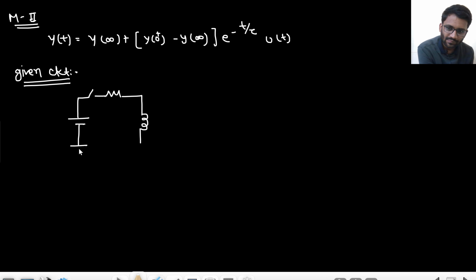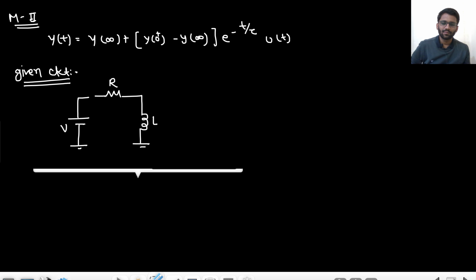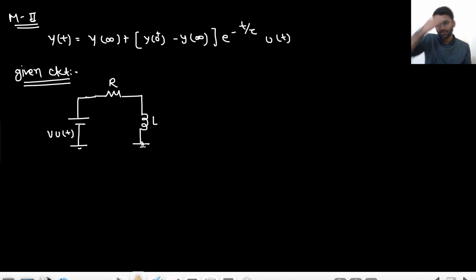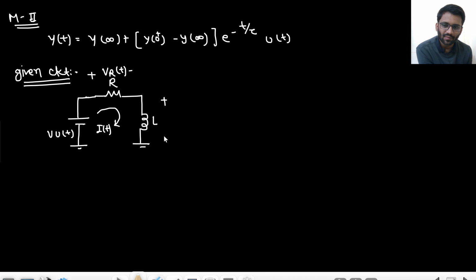This is V, the switch is closed. You can replace this switch. If you replace this switch with a short circuit, what you will do here? You will replace it with V u(t), right? So this is the circuit. First we can find i(t), then we can find VR(t), and then finally we can find VL(t), right? So we will find all three together.